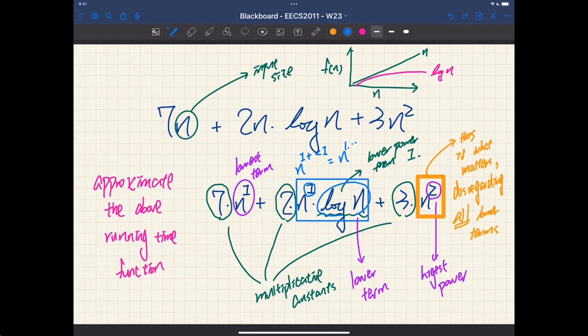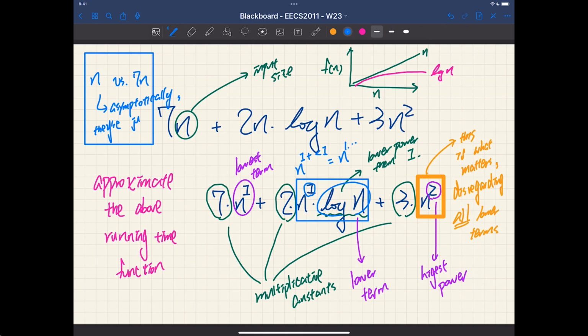Oh, sorry. Let me draw a little bit better. If you talk about n versus 7n over here, as we said before, we can just drop the multiplicative constant. So asymptotically, they are just, I would say, in the family of n. Of course, the formal notation will be big O of n. I'll try to define this more precisely, but they are in the same family.